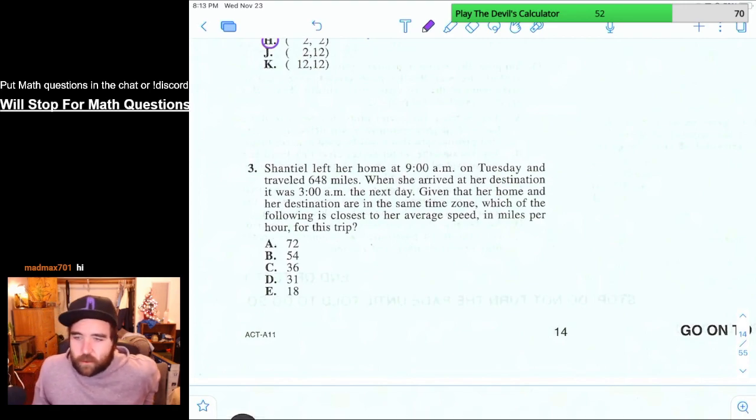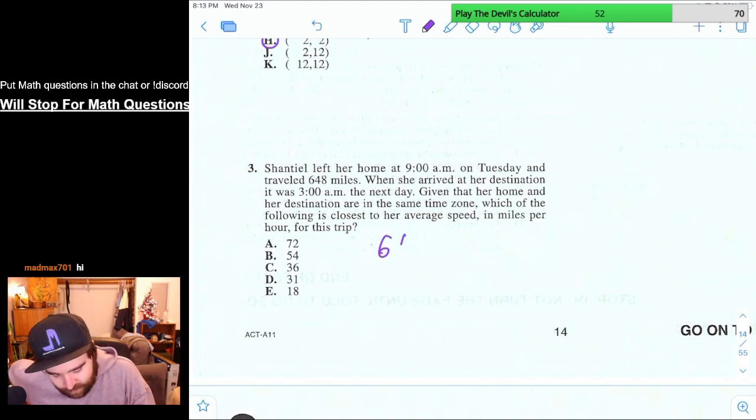All right. Chantil left her home at 9 a.m. on Tuesday and traveled 648 miles. When she arrived at her destination, it was 3 a.m. the next day. Wow. Given that her home and her destination are in the same time zone, nice. Which of the following is closest to her average speed in miles per hour for this trip? All right, so we just want miles per hour.